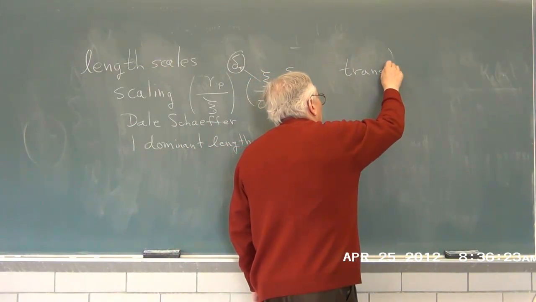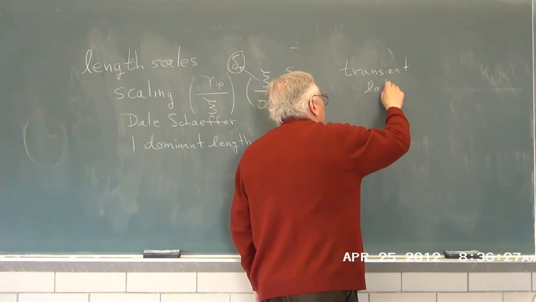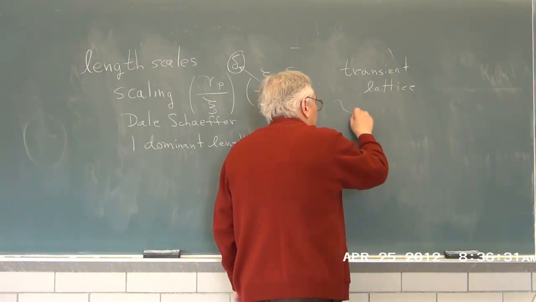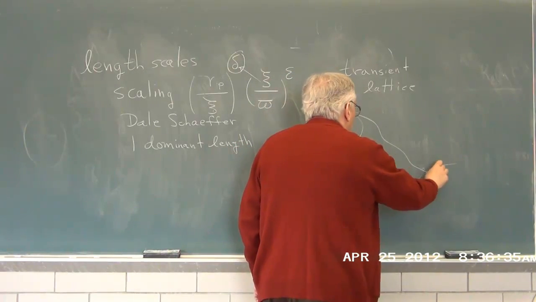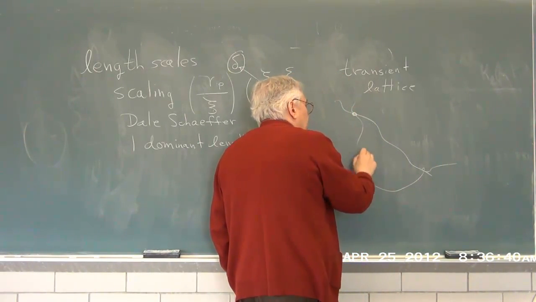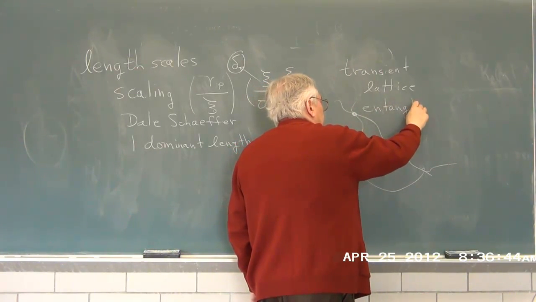And a standard answer is we have a transient lattice model. And the transient lattice model says here are polymer coils. And every so often the polymer coils move close to each other and form what is called an entanglement point.